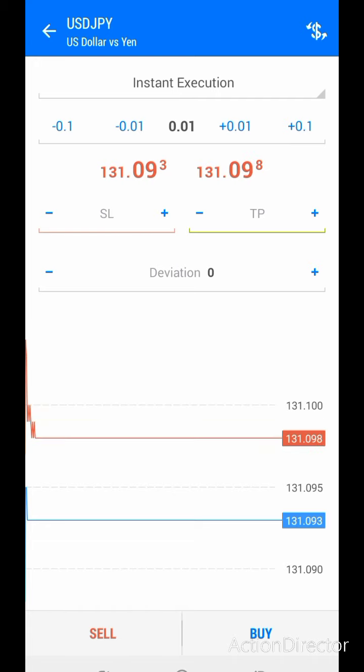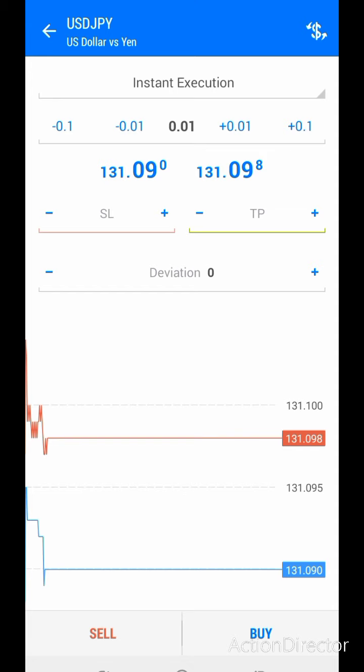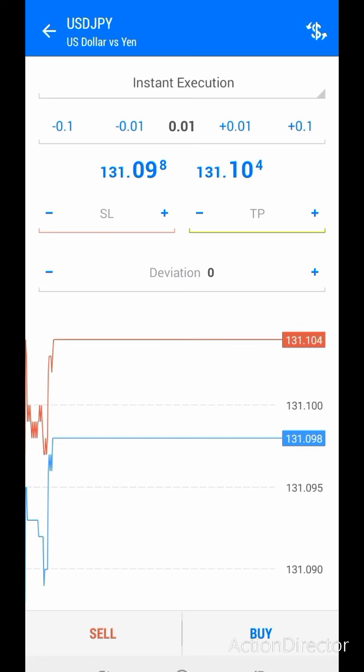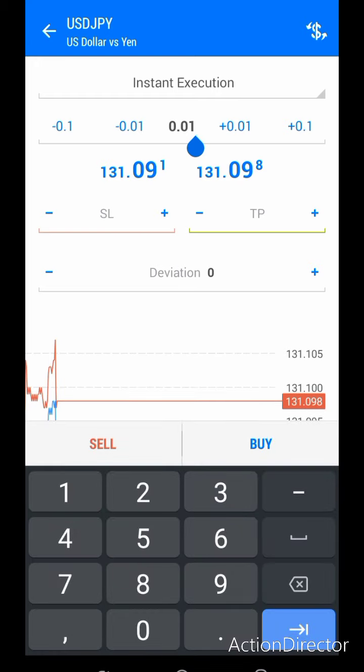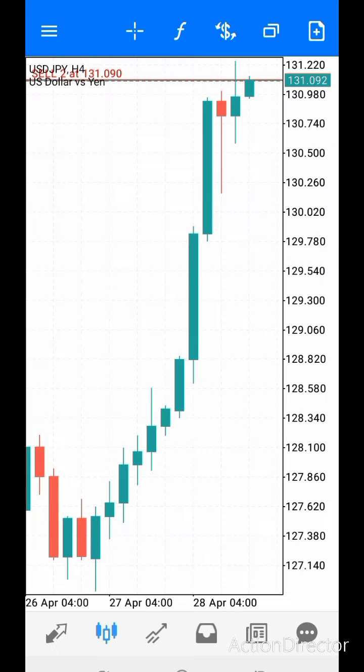So if I put it on instant execution, I do not need to put the price. I will explain that when we get to buy limit. If you put on instant execution, you don't need to put the price. You want the trade to actually be placed at the current price. As you can see on USD JPY, it happens to be 131.095. So if I go ahead now and select my lot size, any lot size I want to use, and click on sell, it will automatically use the price of where the market is now.